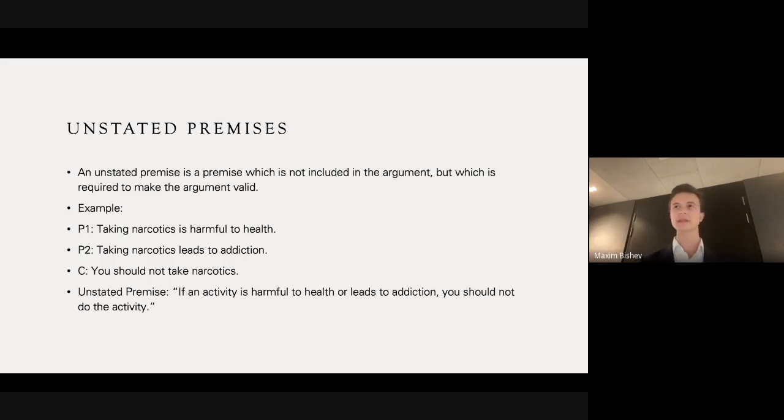Now, what's missing? What's missing is the idea that if it's harmful to health and/or leads to addiction, you shouldn't take it. That would have to be included as a third premise for that argument to flow logically. Now, you notice when most people speak and make arguments, this sort of thing is implicit. But you have to make it explicit when you're dealing with this academically or if you're trying to understand what their basic premises are.